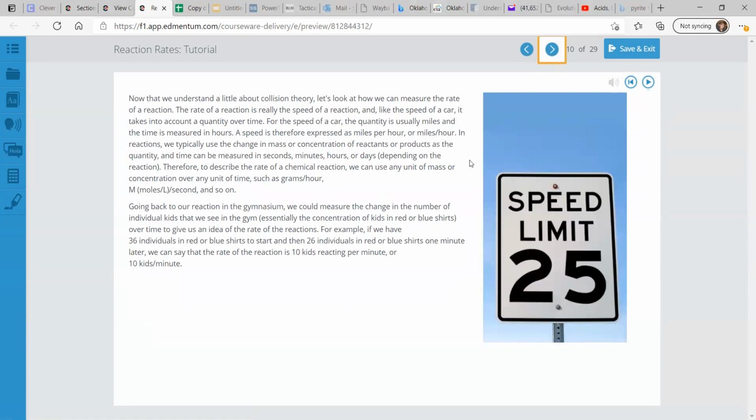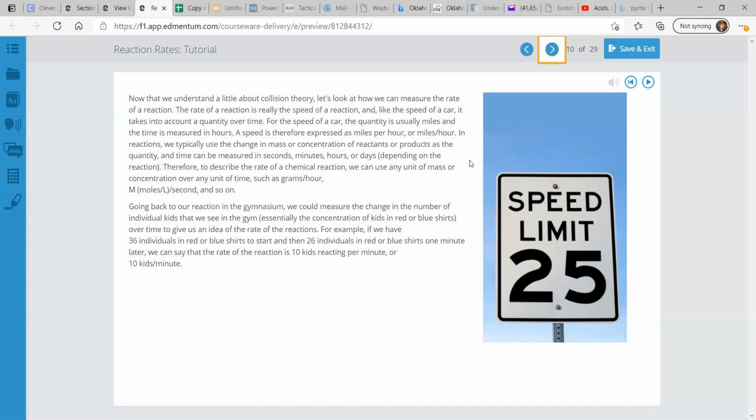Now that we understand a little bit about the collision theory, we're going to look at how we can measure the rate of a reaction. And the rate is really the speed of a reaction. Like the speed of a car, you can say that's a rate, a car rate. So think of that in terms of reactions. Really, we're just looking at how fast the reaction takes place.